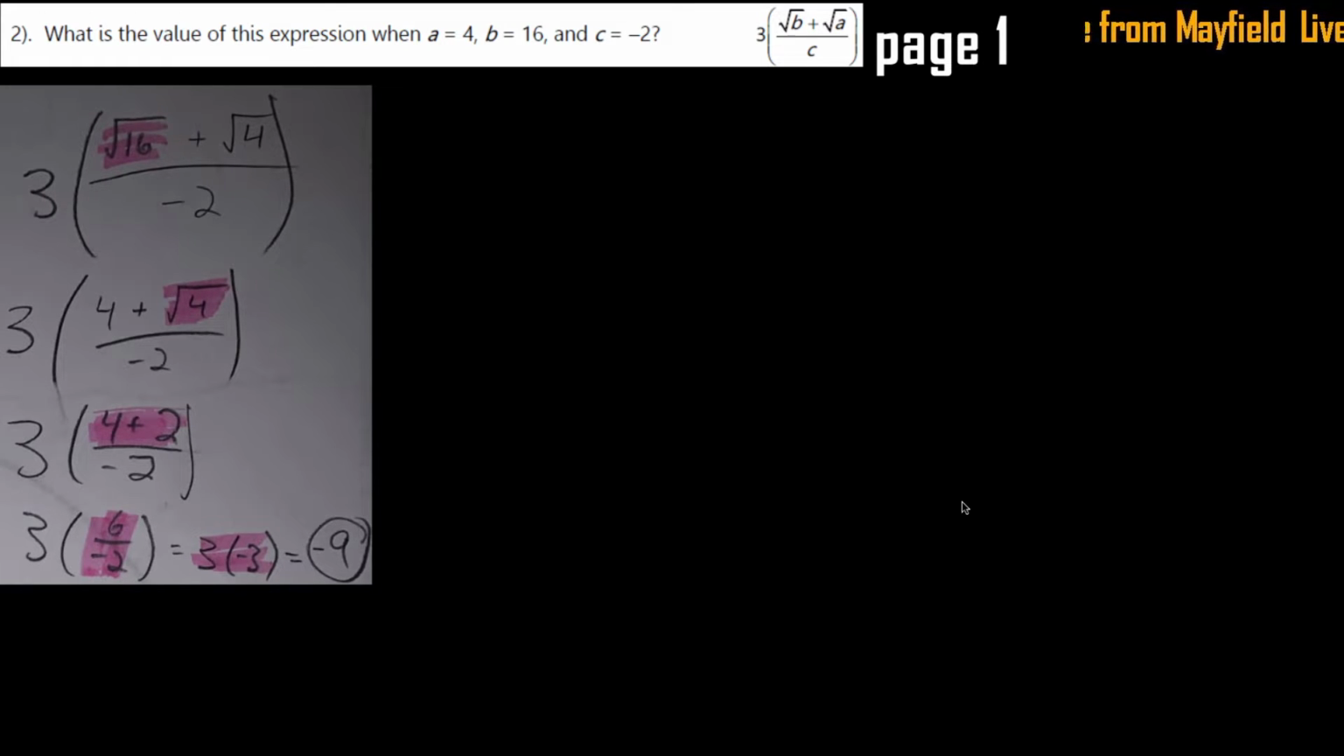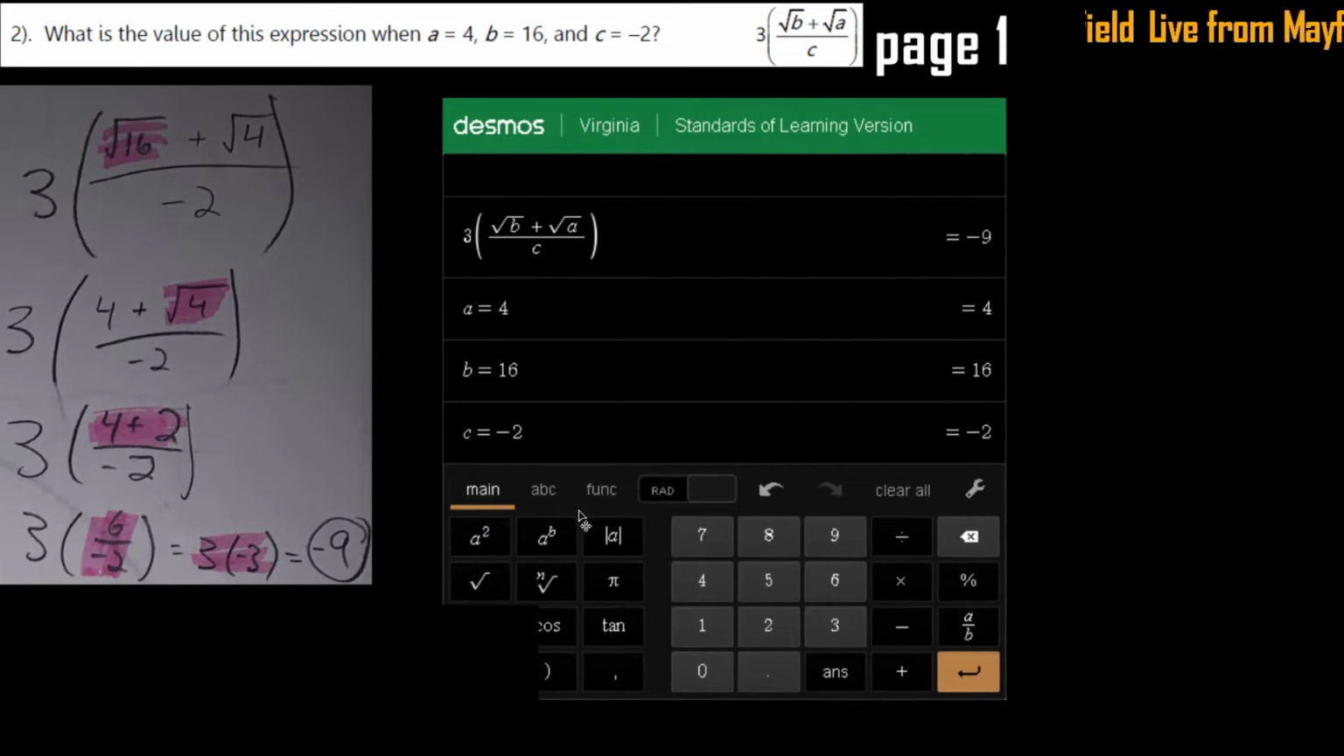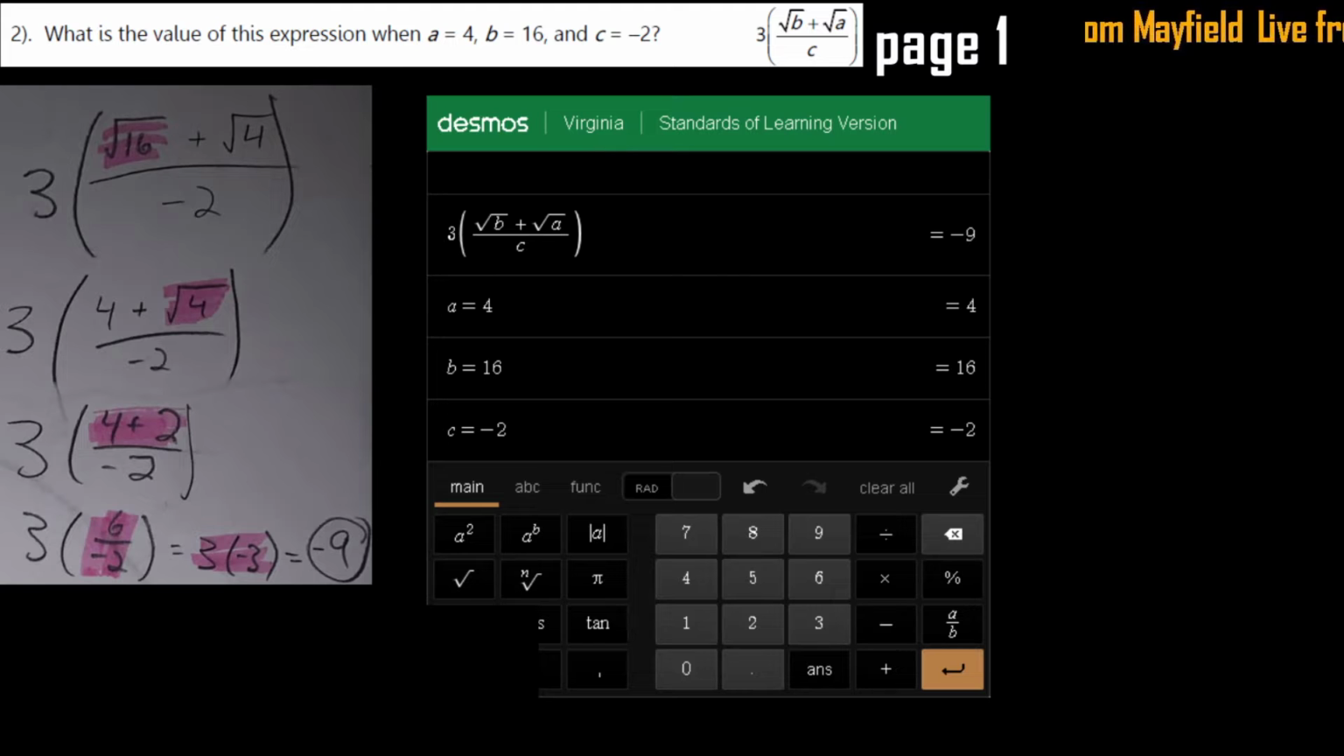And so, again, be very mindful as you're typing this in. It can be a little difficult to type in, but if you typed in the square root of b plus the square root of a, you can highlight that numerator and then hit the fraction button to start a fraction. And so, since our expressions match up, we know we are good.